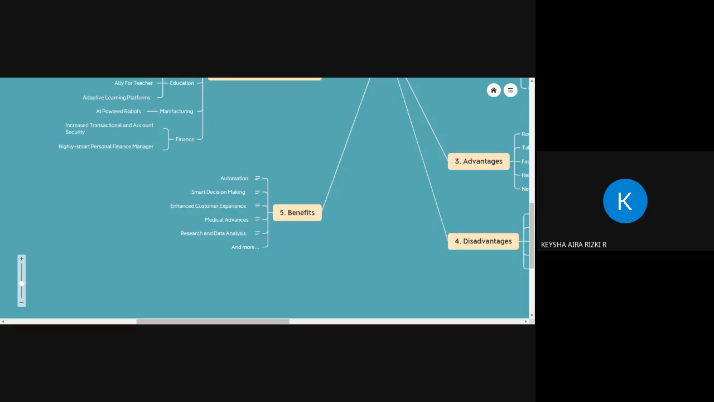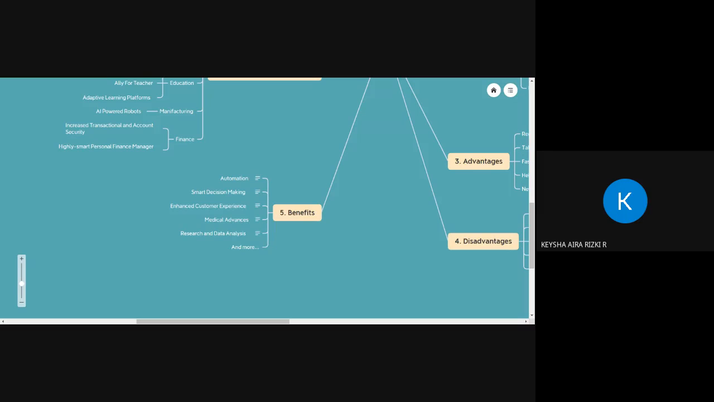Then there is the enhanced customer experience. AI-powered solutions can help businesses to respond to customers' queries and grievances quickly and address the situation efficiently. Then there are medical advances. Remote patient monitoring technology, for instance, allows healthcare providers to perform clinical diagnosis and suggest treatments quickly without requiring the patient to visit the hospital in person.